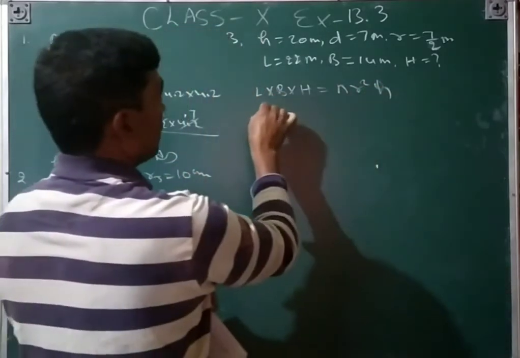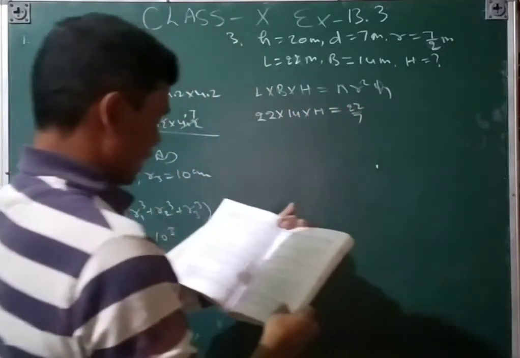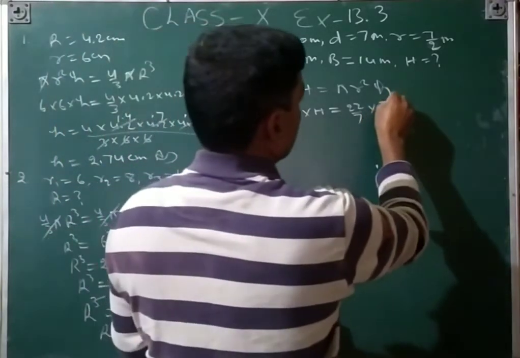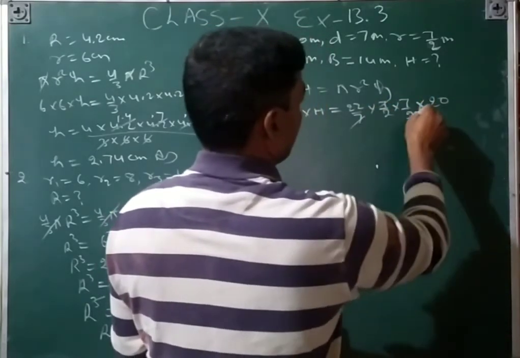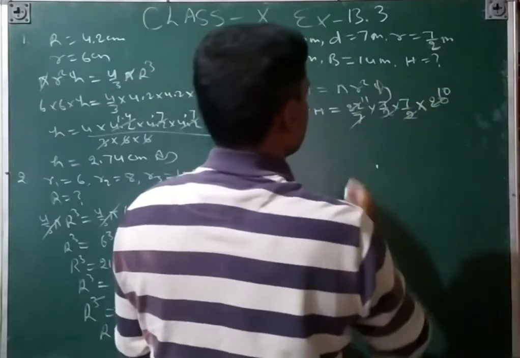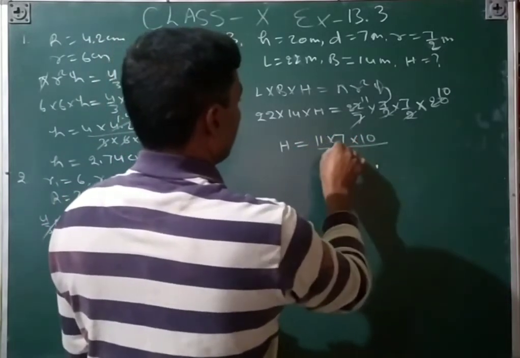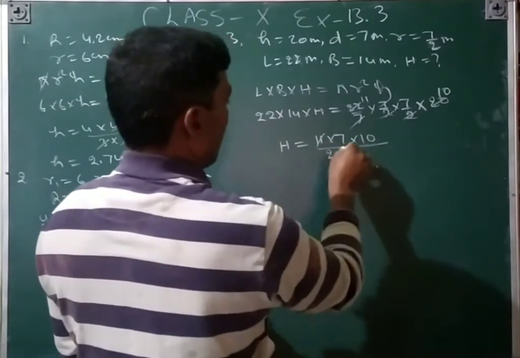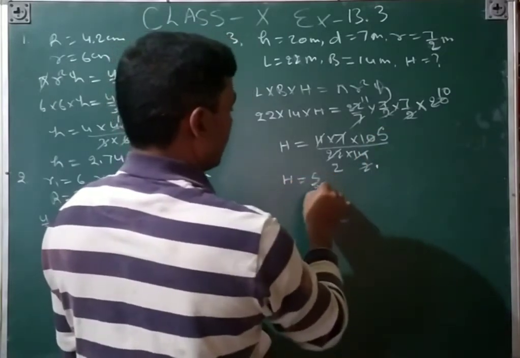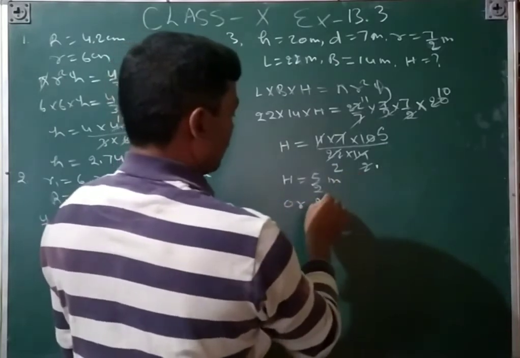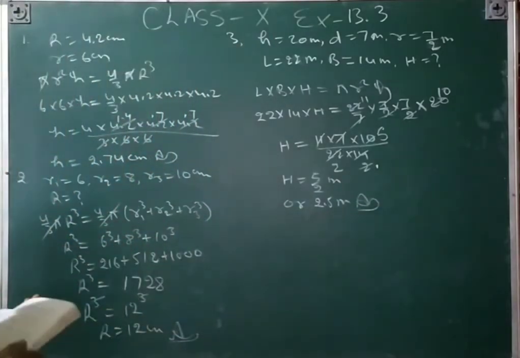L and B are given, so 22 into 14 into h is equal to 22 upon 7 into 7 upon 2 into 7 upon 2 into 20. I think the pi value is not given here, so we take 22 upon 7. Cancelling, h is equal to 11 into 7 into 10 upon 22 into 14, which gives h is equal to 5 upon 2 meter, or 2.5 meter. That is the height of the platform.